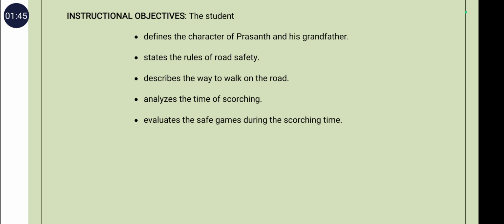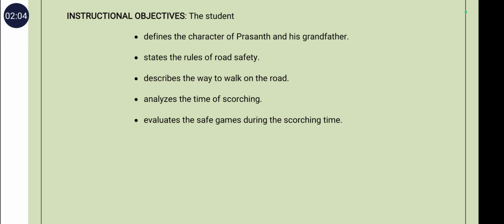And the second page, instructional objectives. All the instructional objectives should be listed out here. The instructional objectives should begin with verbs, and we have a list of verbs which should be used while writing the objectives. Please make note of all those verbs, and let me share that also.